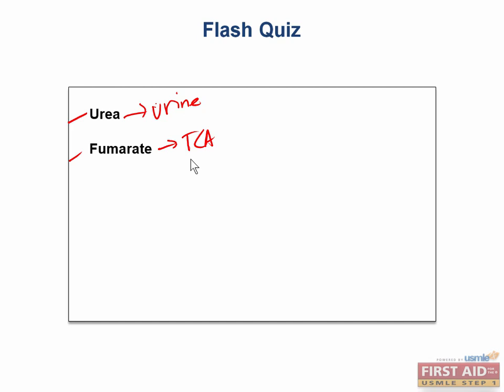Now that we've figured out how to get rid of ammonia, let's now figure out how we get that ammonia produced from the body to the liver cytoplasm where the urea cycle is going to take place.